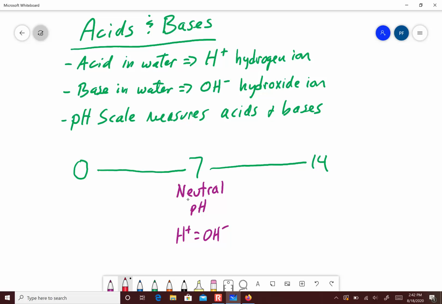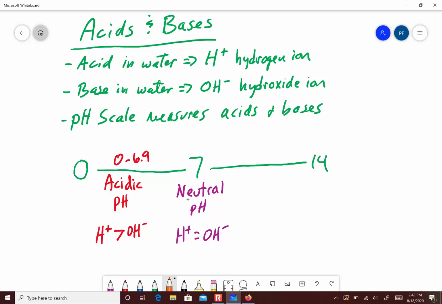Okay, anything below 7, so I would say just kind of think like this, 0 to 6.9. Okay, that's going to be an acidic pH. Okay, these are our acids. The amount of H plus is greater than the amount of OH minus.